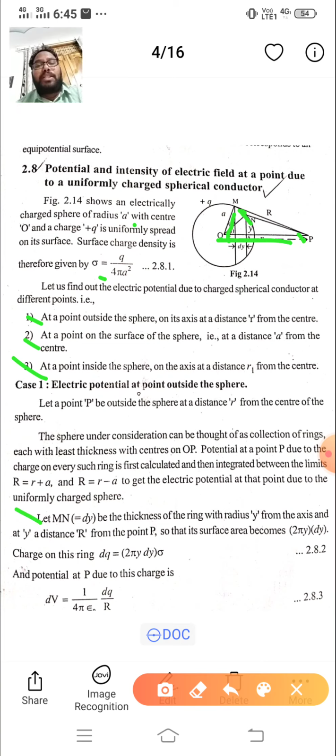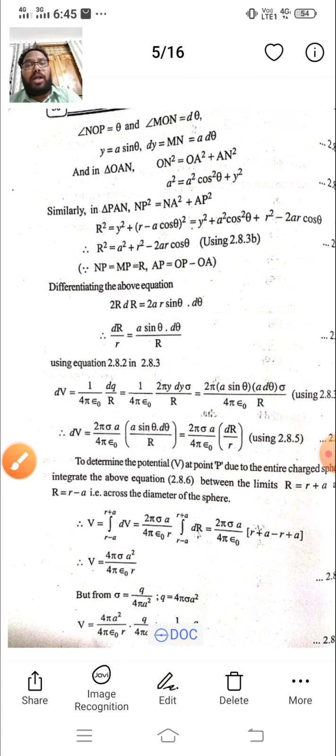Let MN be the thickness of the ring with radius y. Here y is the distance from the axis, and the ring is at a distance r from the point P. Next we can write the potential at point P due to MN. Due to this charge, dV equals 1 by 4 pi epsilon into dq by r.